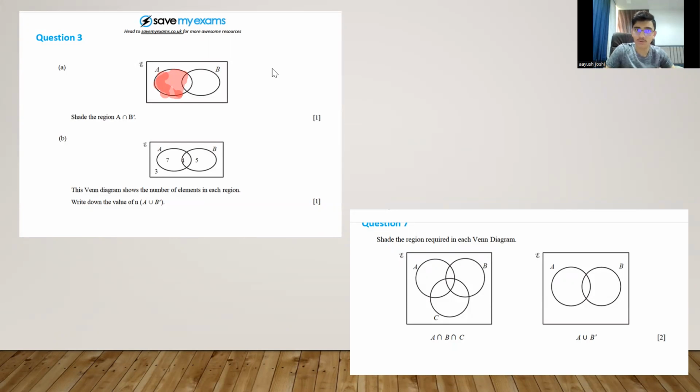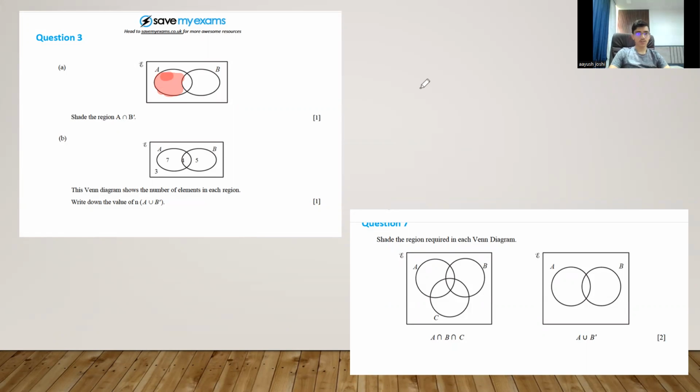Wait, I can do a better job of coloring than this. Hold up for a second. Okay. Right. So this is what you're going to shade for A intersecting B complement.